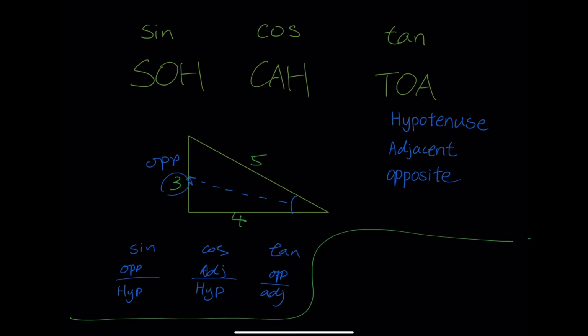And the adjacent is just the side that is 90 degrees to the opposite, which will make 4 our adjacent. And the side that's left will be the hypotenuse. Now, this could change, so if we were to be using this angle instead, our opposite will be 4, and our adjacent will be 3.